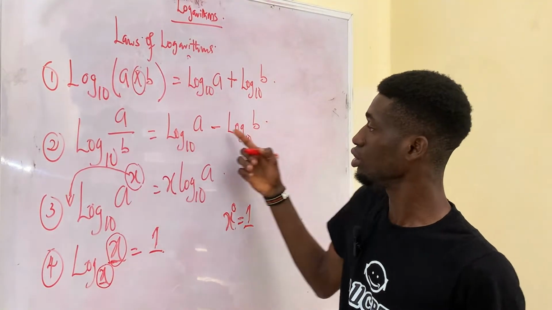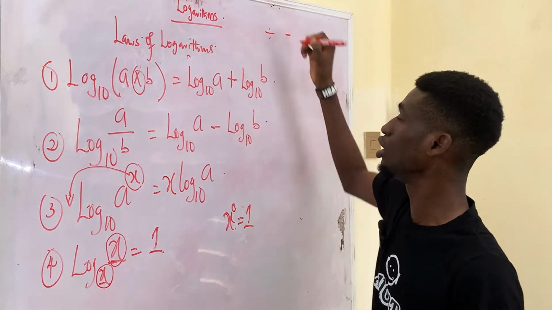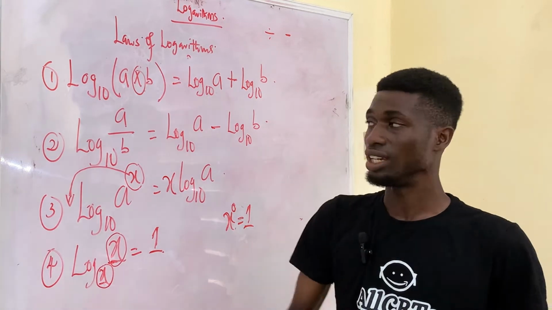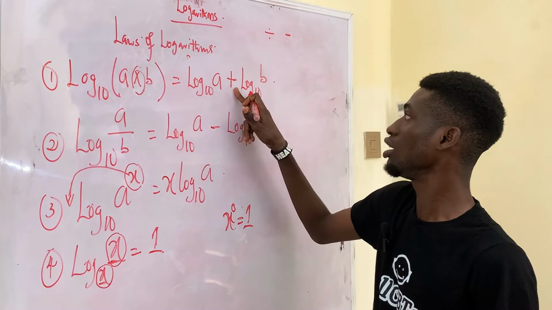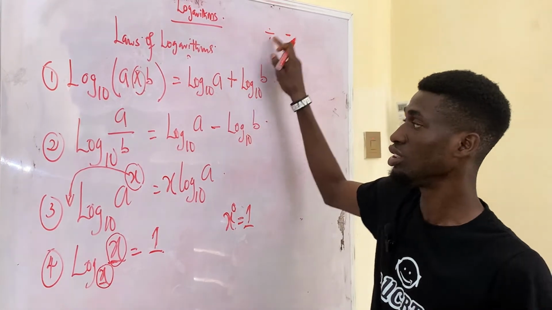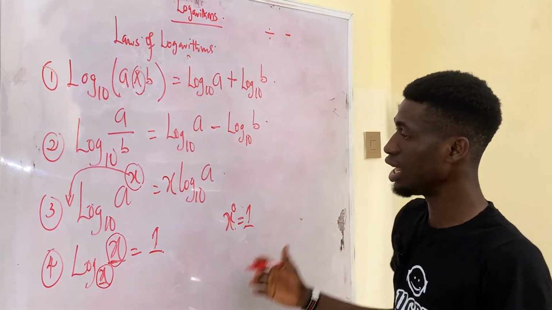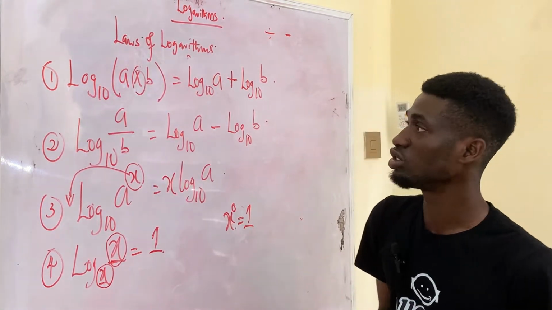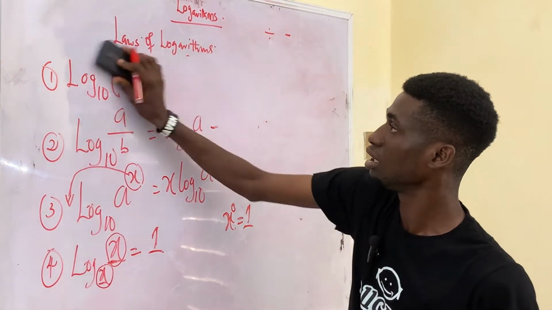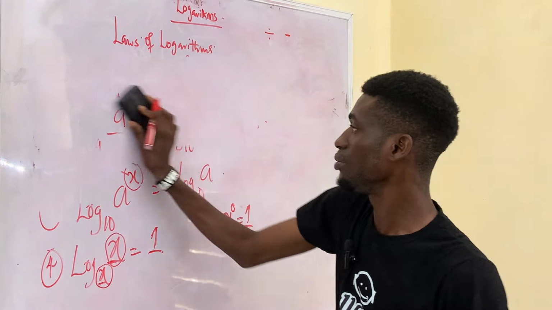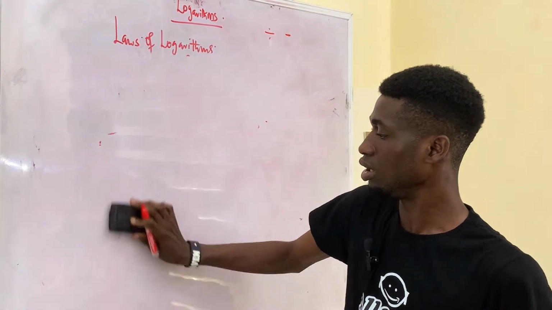Then this also looks like that of indices, where your division will change to your subtraction sign, and your multiplication will change to your addition sign. So with these, let's try and apply it to some examples. But before we move on, let's state the similarities between indices and logarithm.